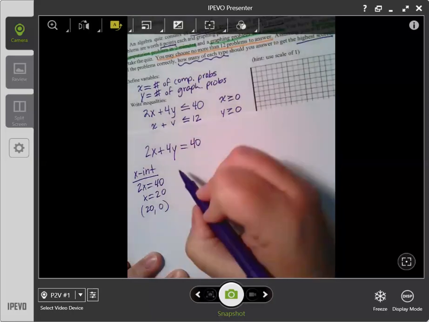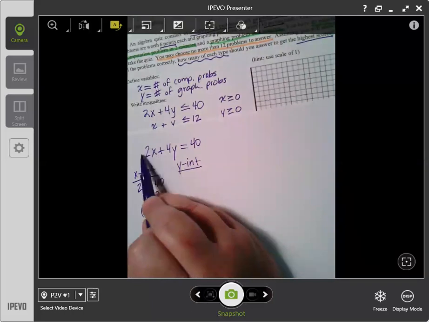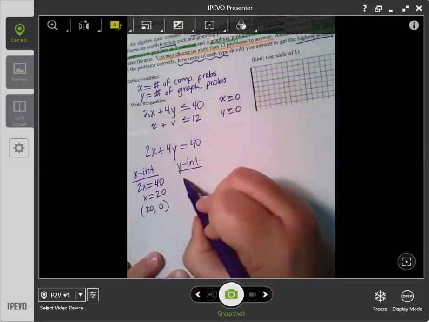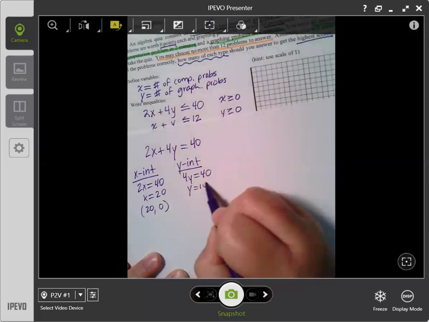The y-intercept is where you plug in 0 for x. So if I put a 0 here, this whole thing goes away. I get 4y equals 40, and y equals 10. So this point here is on my graph.